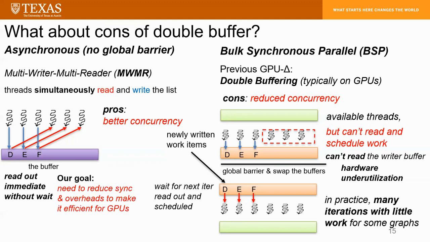So the goal of our solution is to use this multiple writer, multiple reader approach so we can have better concurrency. And of course, the problem we have to solve is we need to find a way to reduce synchronization and overhead so we can make it efficient for GPUs.